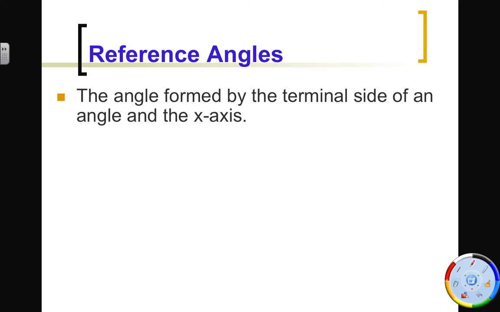So we have angles. Actually, give myself some axes. And an angle in standard form looks like this. This is an angle in standard form, angle theta. Well, the reference angle is the angle formed by this terminal side and the x-axis. Well, in this case, it's this. This is, let's just call it alpha. This is the reference angle to theta.